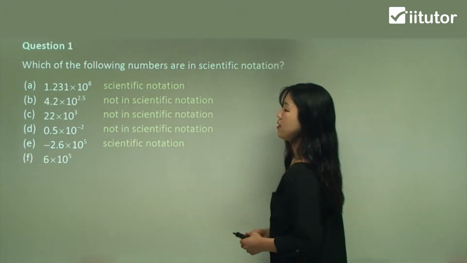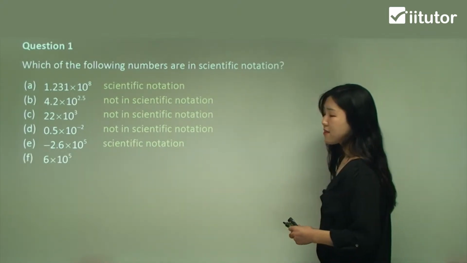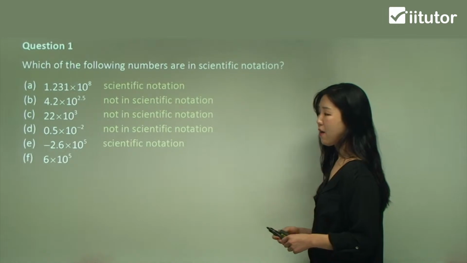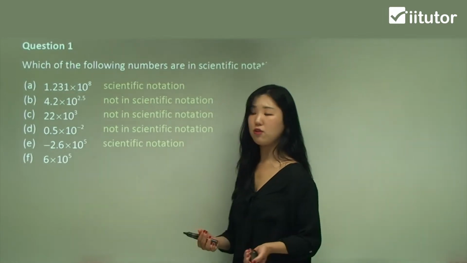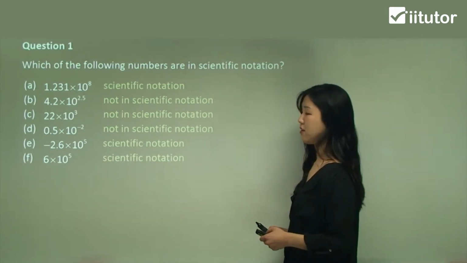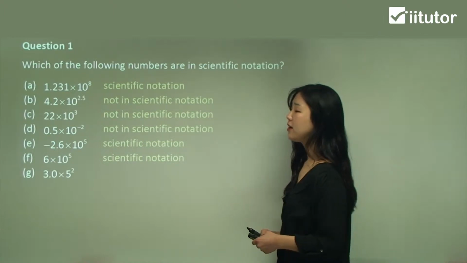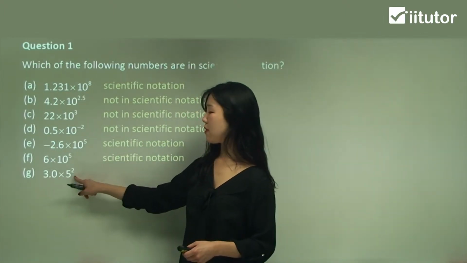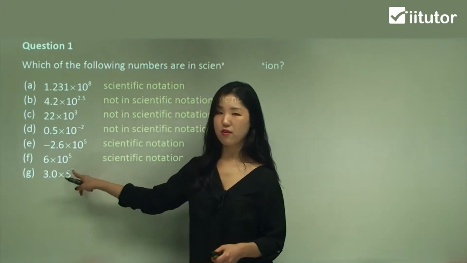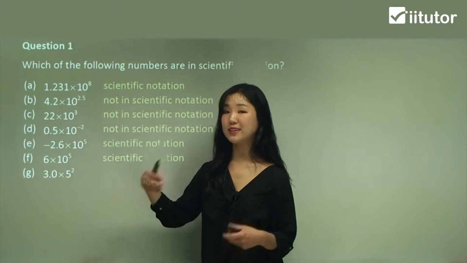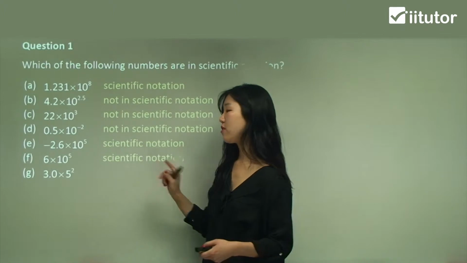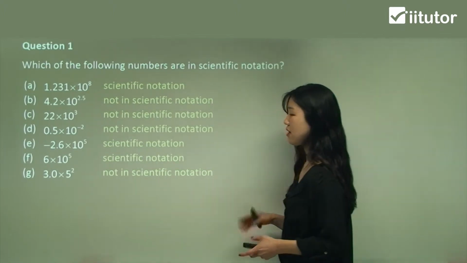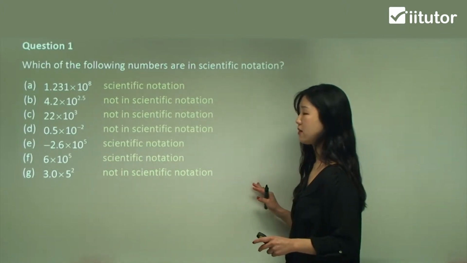F, okay, 6 is in between 1 and 10, and the power 5 is also an integer, so it is in scientific notation. G, 3.0 is in between 1 and 10, but this one here is 5 to the power of 2, and we always want 10 to the power of something. So this one is not in scientific notation. That 5, we can't have that with scientific notation.